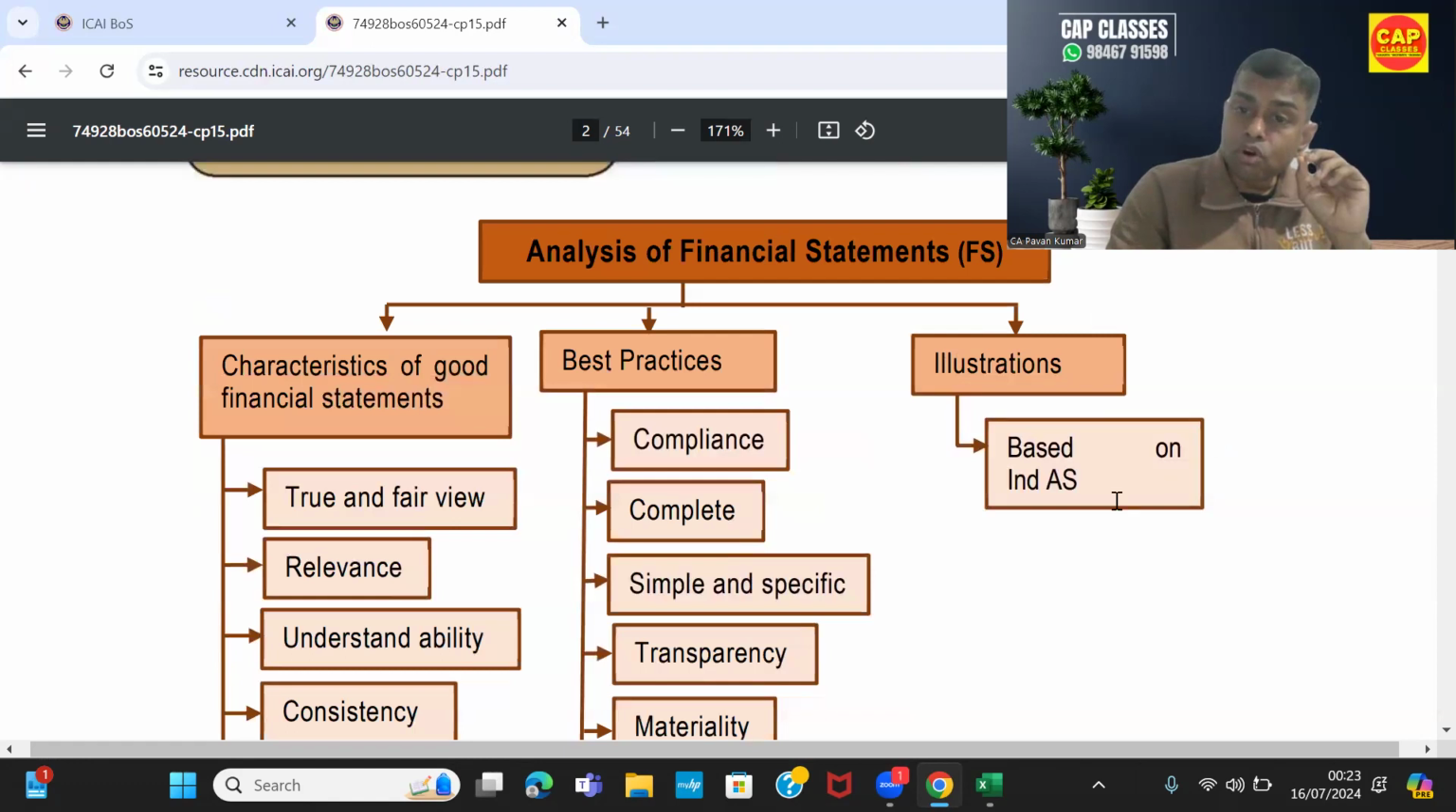This is the most important area, illustrations based on Ind AS. This is what we are going to do today and in the coming sessions.